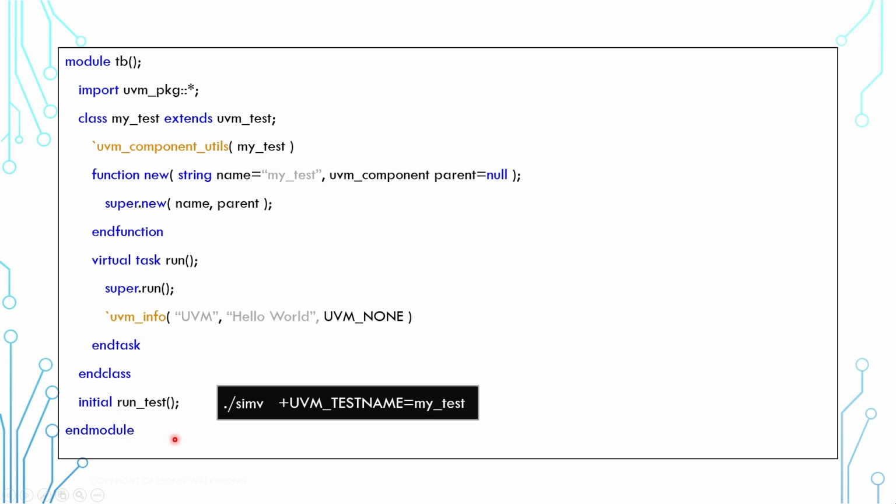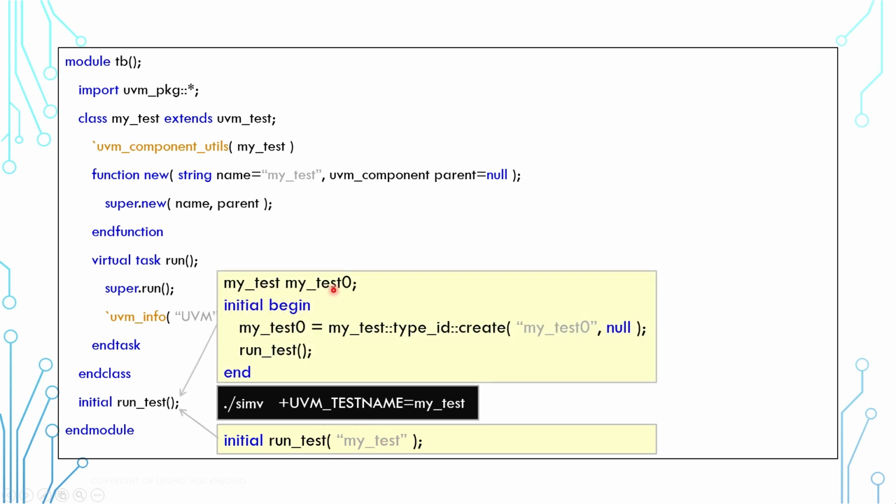However, there are several other methods as well. For example, run test can take in an argument that allows you to specify which test to run. This way is clear, but it is hard-coded. Another method is that we can declare the test, instantiate the test, and then call run test. Run test will figure out which test has been instantiated and run it. In my opinion, this is not scalable and way too wordy.